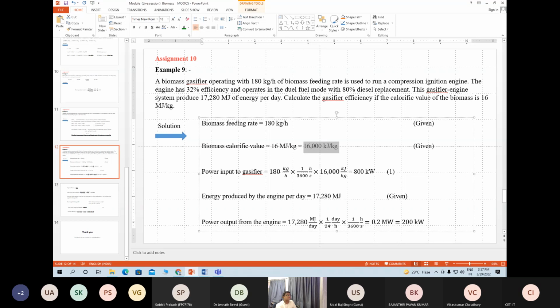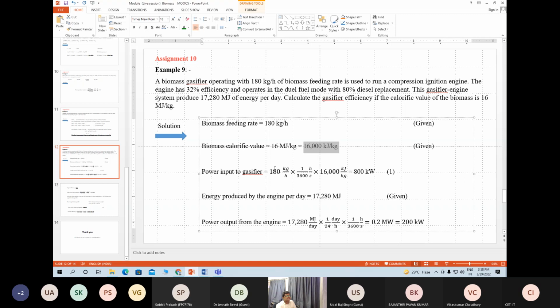Now once you know the biomass feeding rate, we are converting this value again to per second, because we need to know the efficiency of the engine. We have to calculate the power, because it is mentioned here that the gasifier engine system produces this much energy per day. So we need to calculate the power input to the engine. Based on that only we can calculate the efficiency of the gasifier. Otherwise, we will not be able to calculate that.